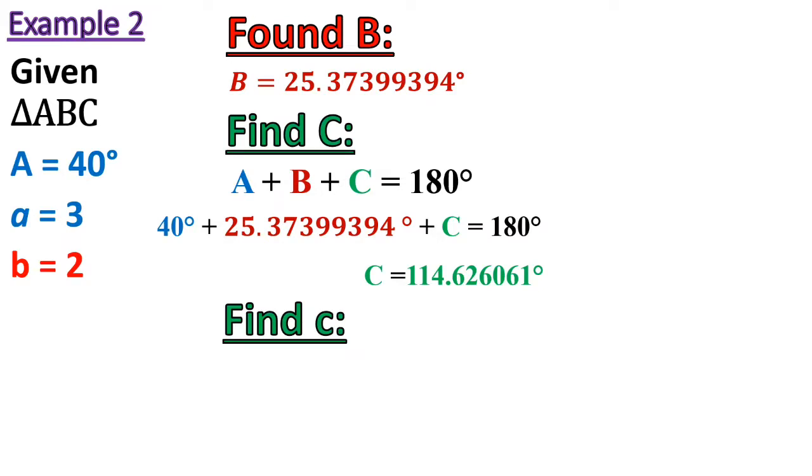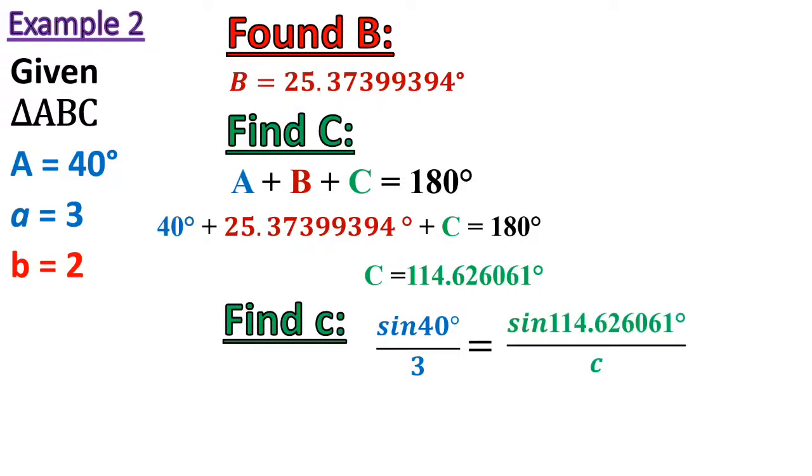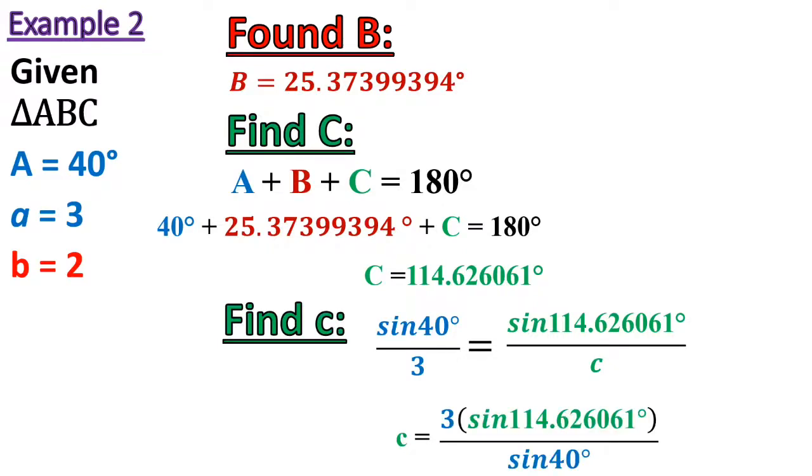Now that we have angle C, we will find side C. The sine of 40 degrees over its corresponding side 3 equals the sine of angle C over side C. We can solve for C by cross-multiplying and dividing. Using our calculator in degree mode, we find that C is approximately 4.243.